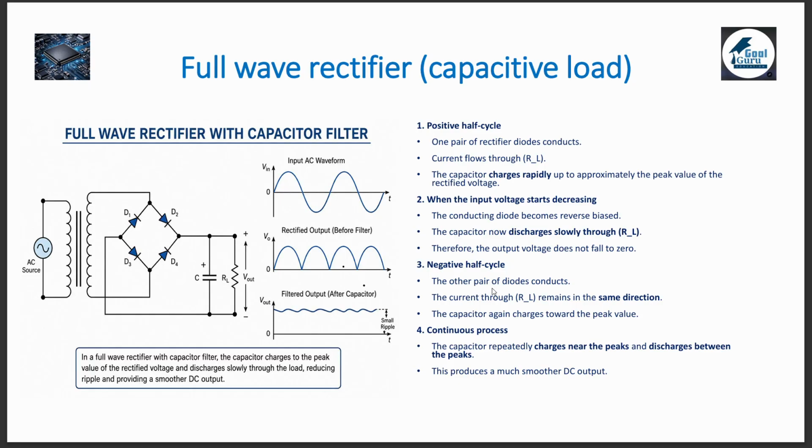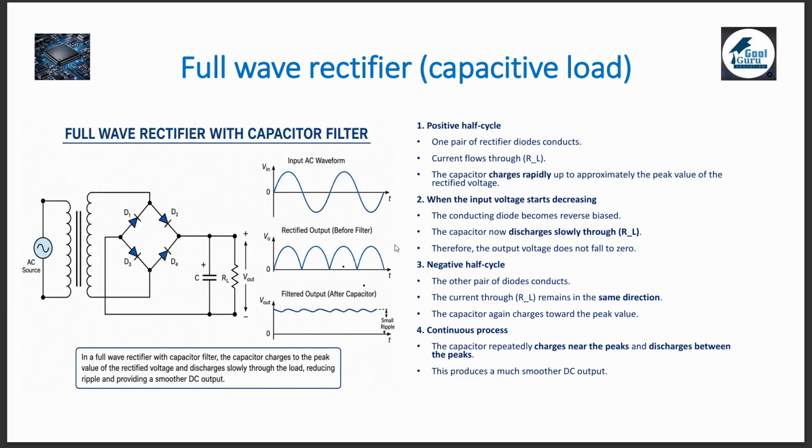Likewise, the other pair of diodes conducts during the negative half cycle, the current through RL remains in the same direction and the capacitor again charges towards the peak value. So it charges, and as this voltage falls down, the capacitor keeps the current flowing, and then again you have a charge. Again discharge, charge, discharge. This is a continuous process, and the capacitor repeatedly charges near the peaks and discharges between the peaks. This produces a smoother DC output as compared to the earlier.